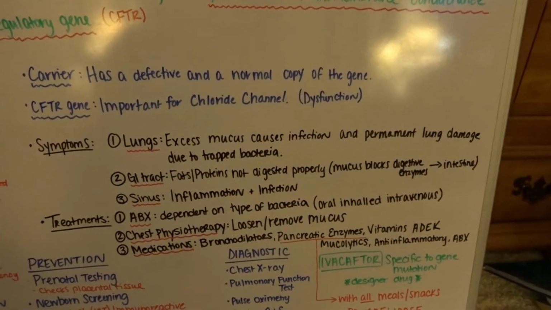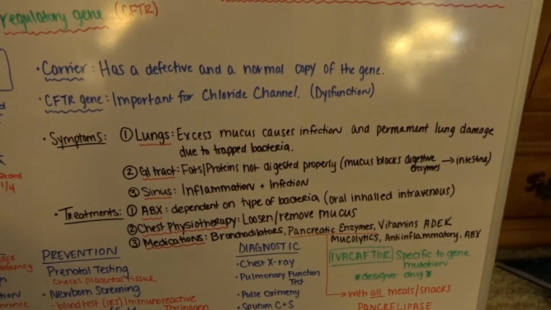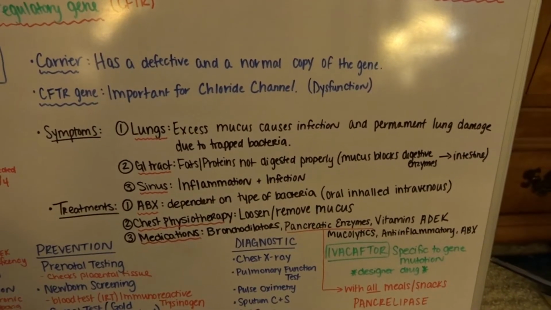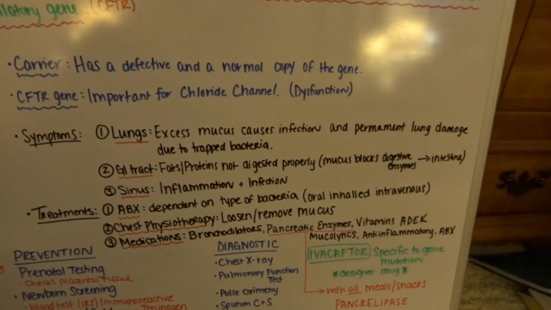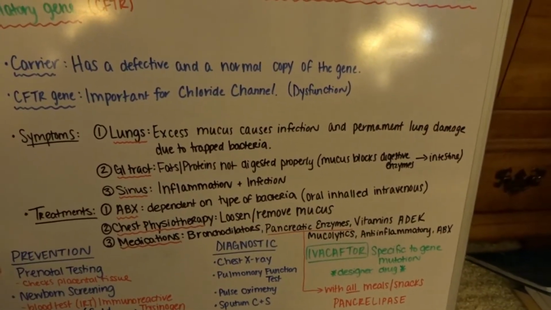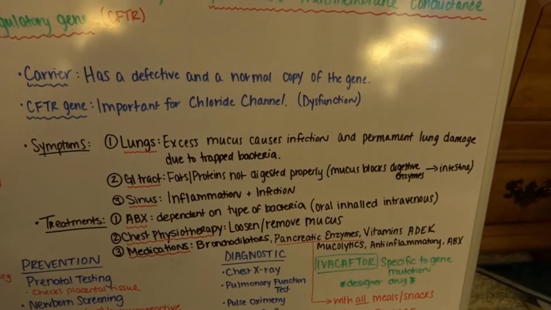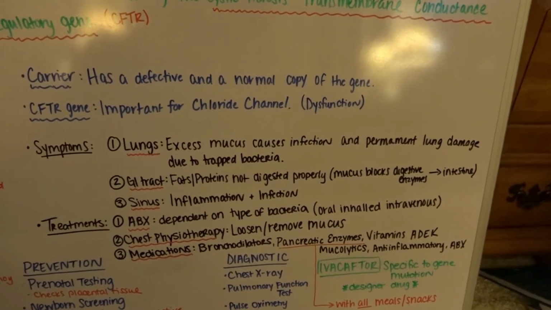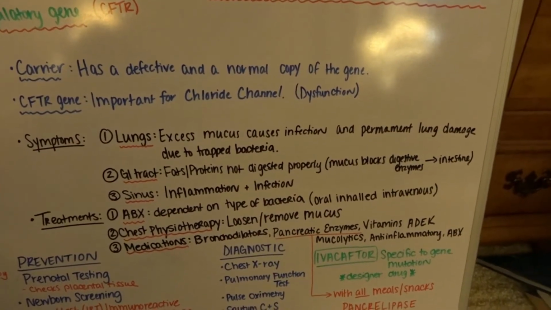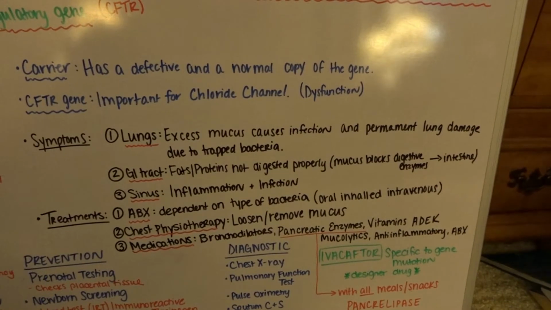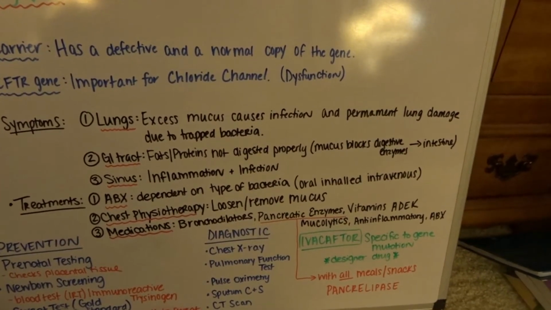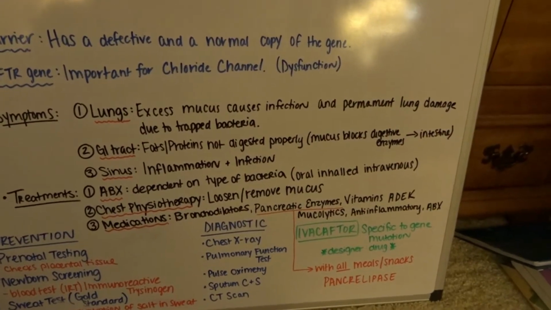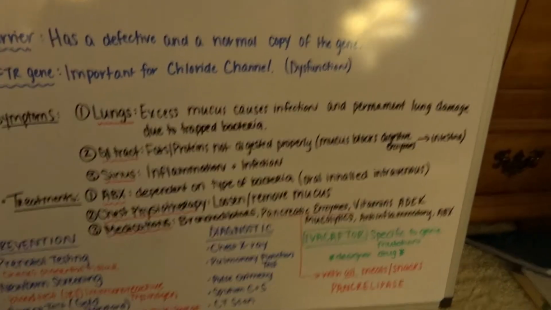So what kind of symptoms are you going to see? In the lungs, you're going to see excess mucus cause infection and permanent lung damage due to trapped bacteria. In the GI tract, you're going to have fats and proteins not digested properly. The mucus blocks the digestive enzymes to the intestine, which means that fats and proteins are not as well absorbed. In the sinuses, you're going to have inflammation and infection. So those are going to be your top 3.